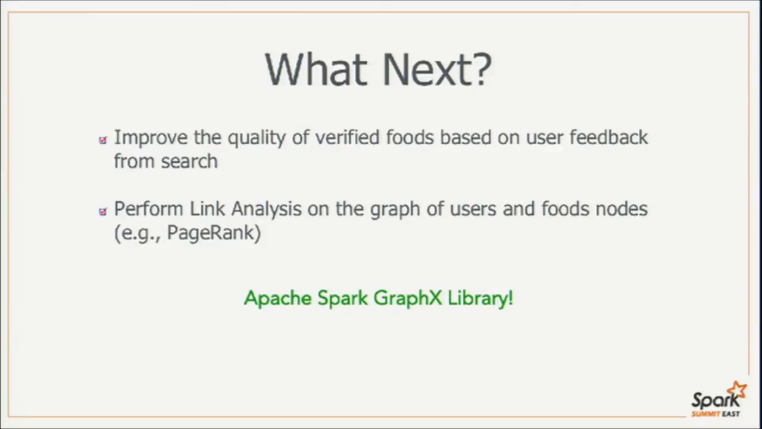For example, when the verified food items are going to be released to the search scenario, we can collect feedback from users implicitly and see if there is any incorrect or inaccurate nutritional information inside the verified foods. And also, more importantly, we are trying to run some kind of link analysis on top of the huge graph that we are dealing with, which contains all the users and all the foods. And in order to do that, the Spark GraphX library is, of course, of great importance.